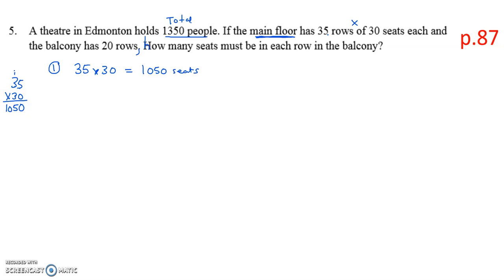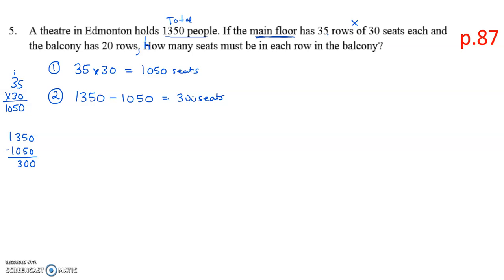So the balcony is going to be quite a bit smaller. Well, let's see how many maximum seats there can be in the balcony through subtraction. So my second step is going to be 1,350 people, that's the maximum seats we have, minus the 1,050 seats. 5 minus 5 is 0, 3 minus 0 is 3, and 1 minus 1 is nothing. So that's going to leave us with 300 seats.